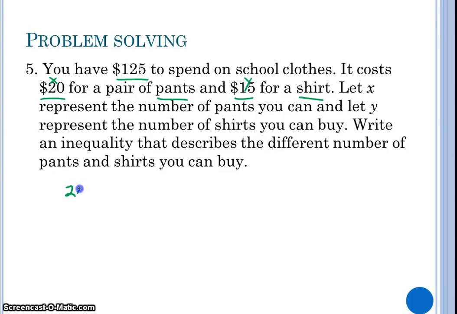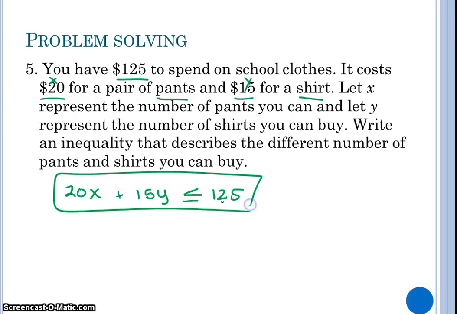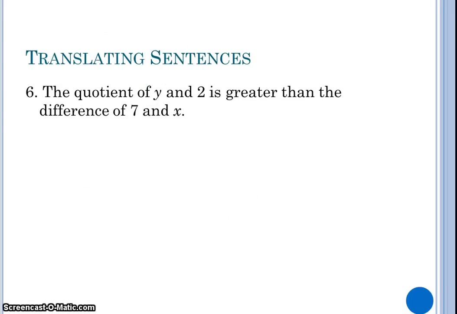So I know I have $20 per pair of pants plus $15 per shirt I'm going to buy, and all of that has to be less than or equal to $125. So I'm going to do 20 times my X for the number of pants and 15 times Y because that's per shirt, and those two summed together has to be less than or equal to how much money I have to spend, which is $125. And all we had to do for this is write the inequality, so we are done with that, and we can move on to the next question.